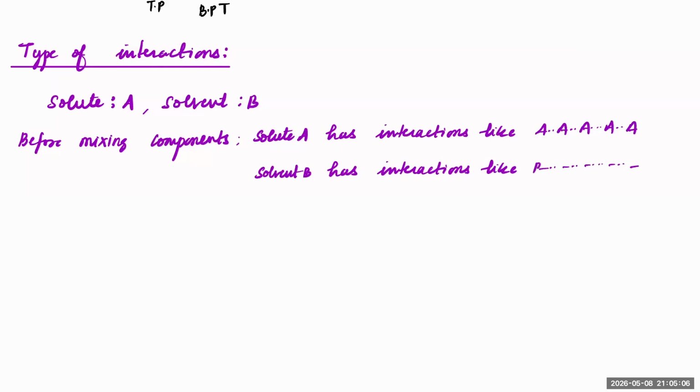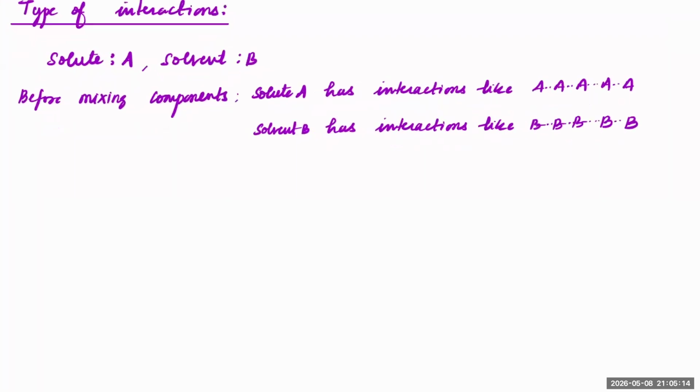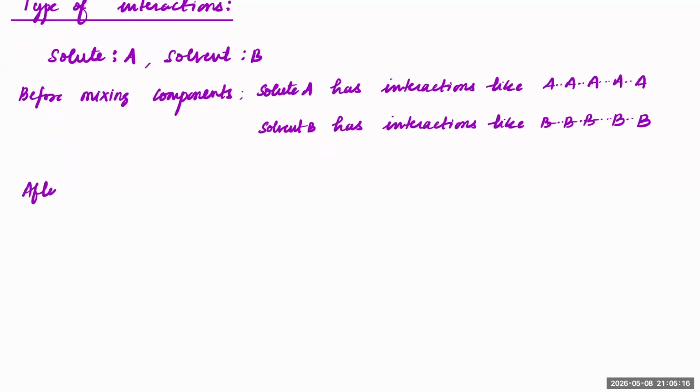Solvent B has B and B type of interactions. Okay. After mixing, this is before mixing. After mixing the components, now we will have three type of interactions.